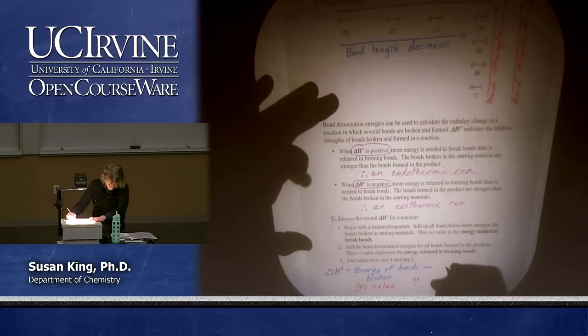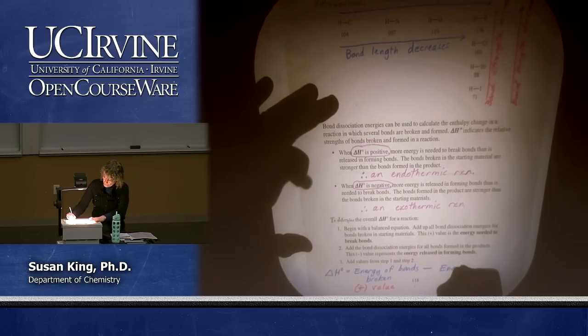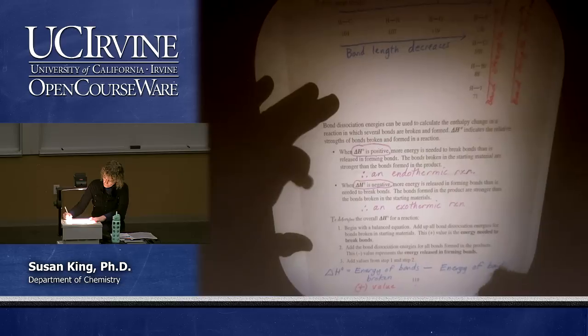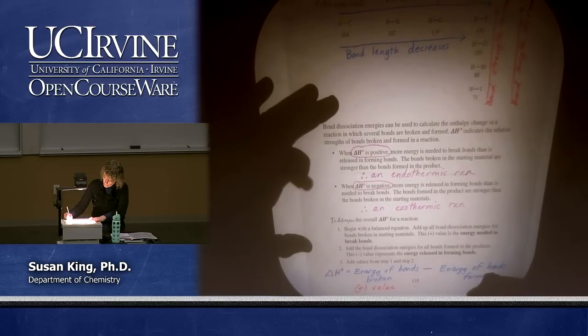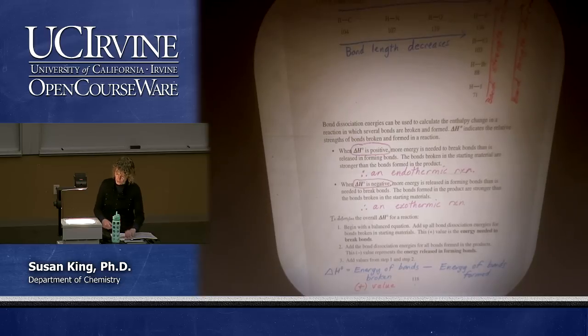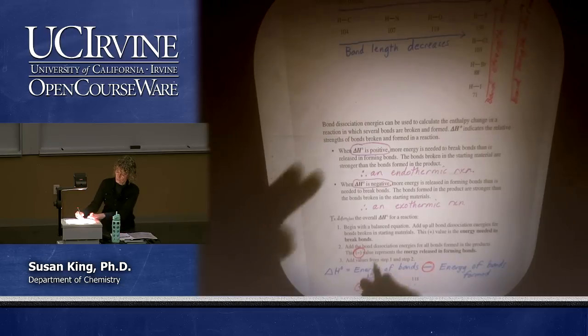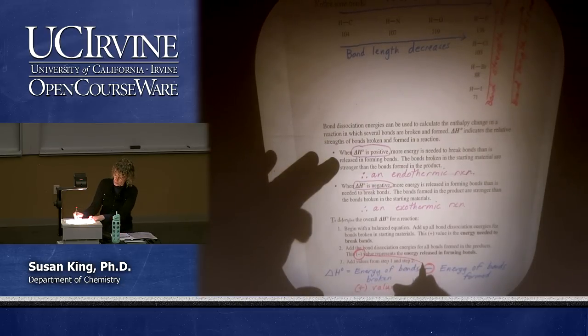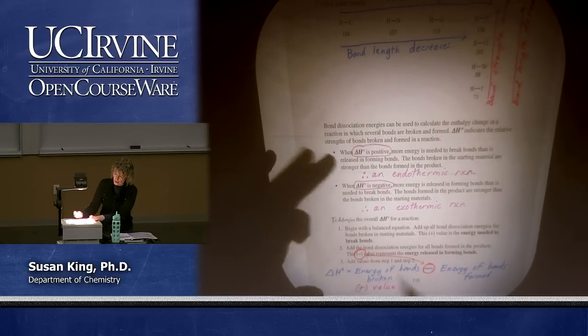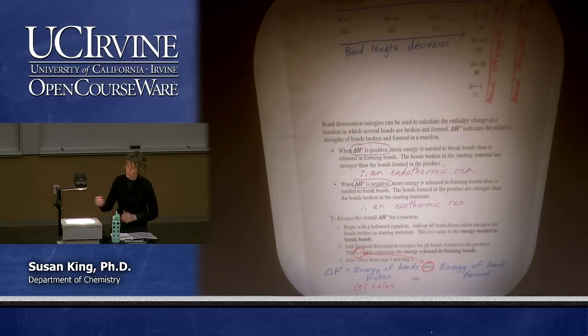Minus energy of bonds formed. So that's this value, this negative value right here. But you're taking the positive value. Exactly. We're adding together the values, so you can do it by subtracting the positive, or you can do it by adding the negative. Okay, we'll see. Well, I'll show you an example.